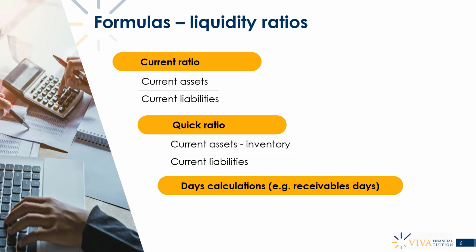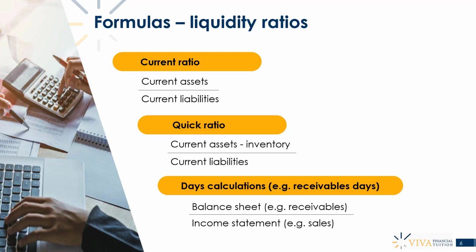The days calculations for things like receivable days, well, they all follow the same pattern. On the top, you have a balance sheet number, something like receivables, and on the bottom, you have the related income statement number. So receivables, that's credit sales. That's the best one. But for most businesses, you might just be given sales. So receivables over sales, and you times it by 365 to turn it into days. If it's inventory over cost of sales. If it is payable days, it's payables over, again, cost of sales is probably your best approximation.